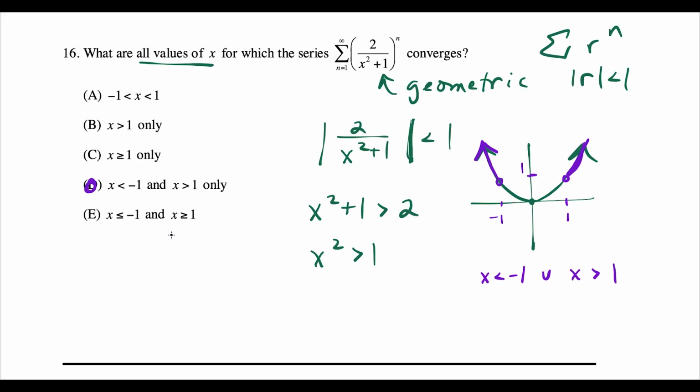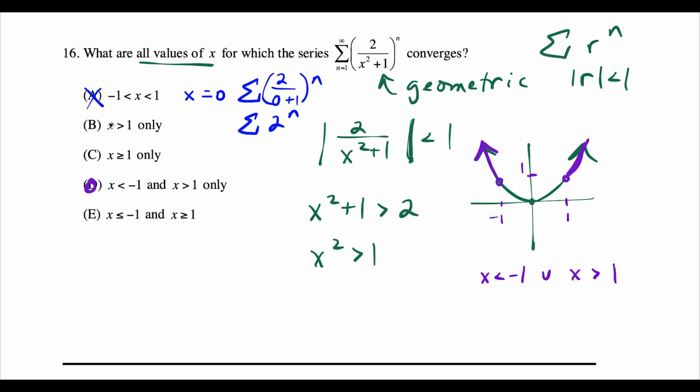What I would do for a question like this is verify that the other answer choices are no good. This is the second method: just plug in everything from the answer choices. Let's say I tested out a value like x equals 0. If you plugged in an x value between negative 1 and 1, like 0, this would give you the series 2 over 0 plus 1, all to the n power. So this would be the series 2 to the n power, and by the nth term test, this diverges because 2 to the n just becomes enormous as n goes to infinity.